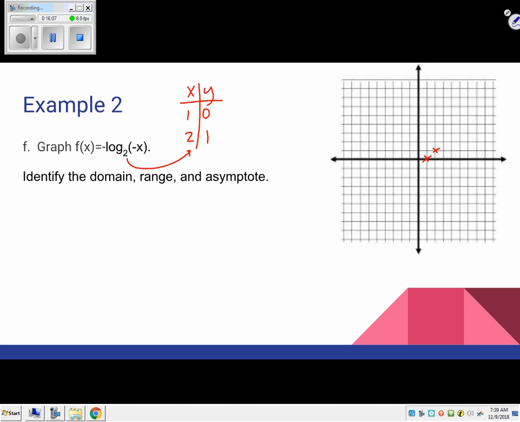Okay, I'm going to do everything on the inside first. So I have this negative on the inside, and it reflects it. Everything on the inside is left and right. So if I reflect it left and right, it's going to reflect over the y-axis. And so this red x will land here. This other one will land up here.